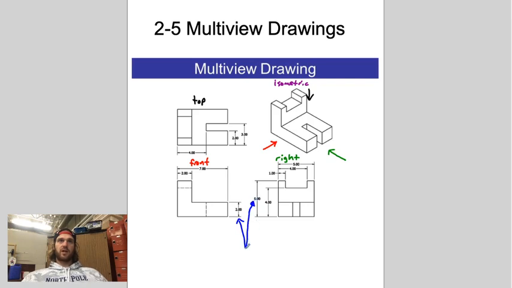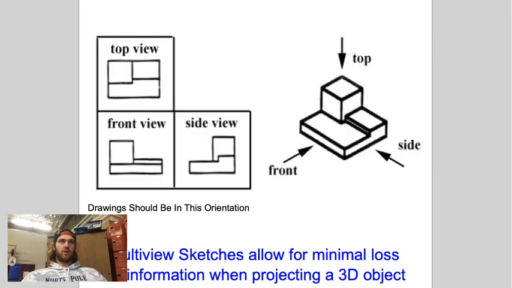Yeah, so these things right here that are telling us the size of each of these measurements are called our dimensions. Okay, and we're going to learn more about those when we start drawing in 3D too. So those are our dimensions. Okay, great. That's basically it. That's what a multi-view sketch is.